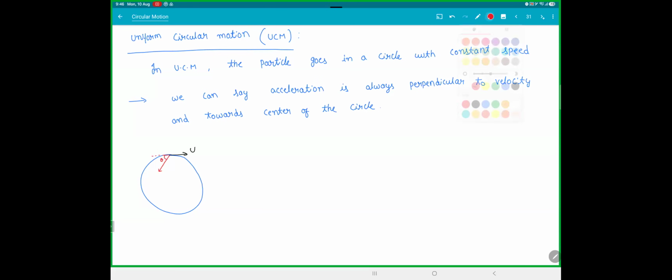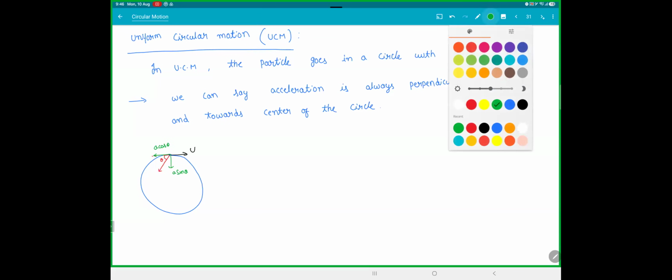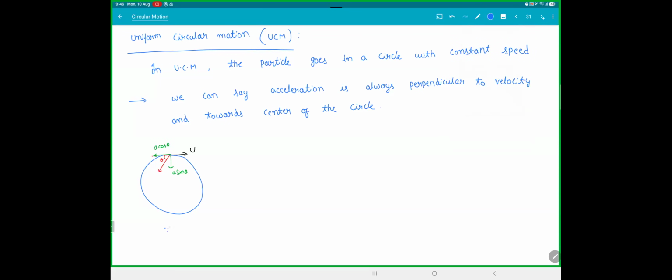Now, if you resolve the components, we'll get a cos theta backward and a sine theta this way. Suppose the acceleration is this way, the a cos theta is opposite to velocity, so the speed should decrease. Since a cos theta is opposite to u, speed must decrease. But it is given speed is constant. Remember, that is the only statement we have. You're going in a circle with a constant speed.